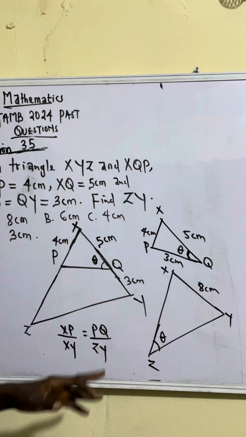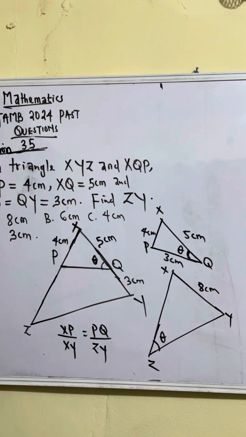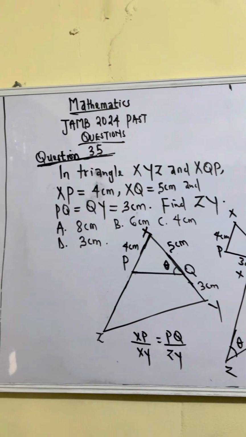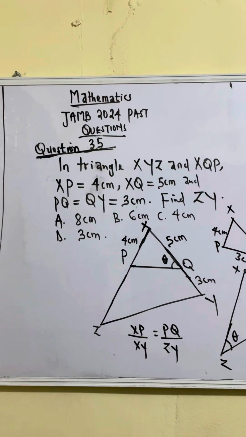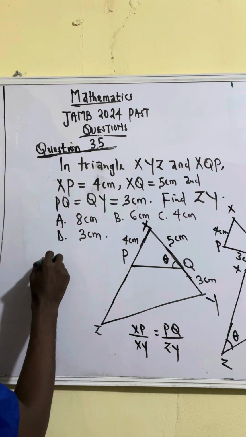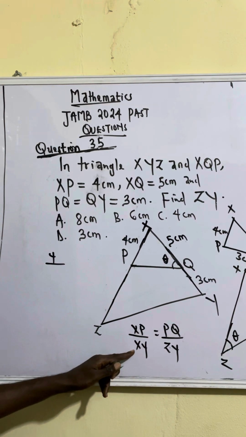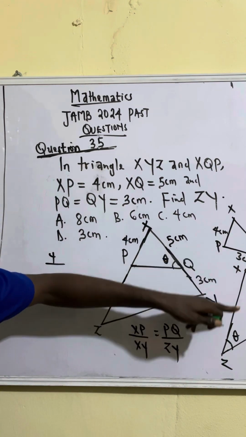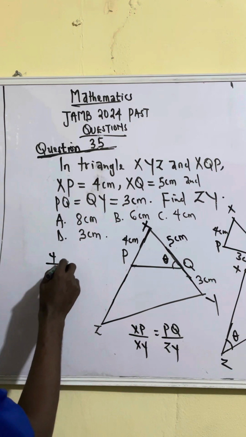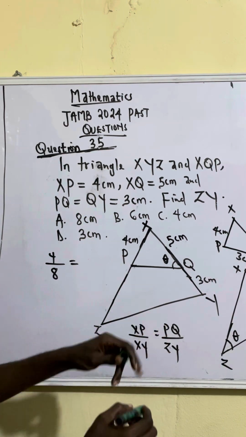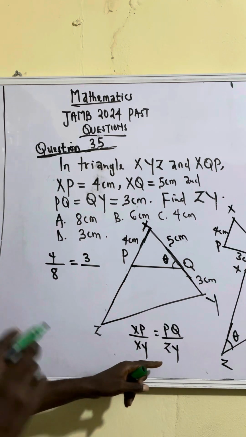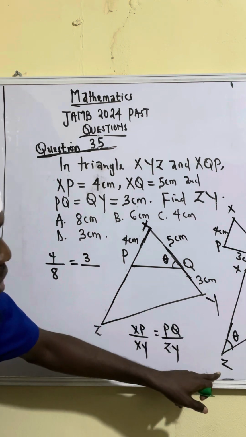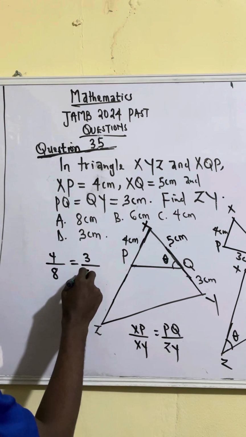Fine. Very good. So from here, I can substitute what I have to get what I need. So looking at this relationship, let's go. XP from the question is 4 all over XY. What is XY? This is XY, that's 8. And that will be equal to PQ. Where is PQ? PQ is 3 all over ZY. Where is ZY? This is ZY. So this is what I am finding.